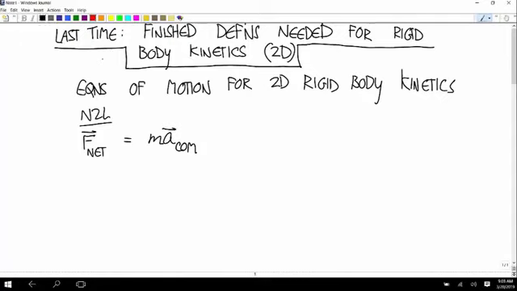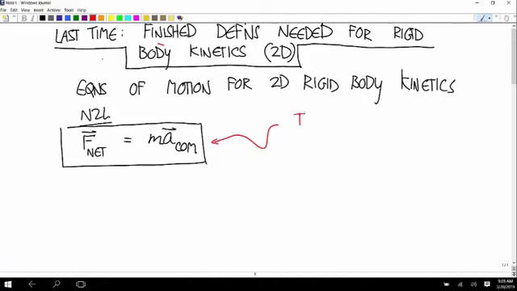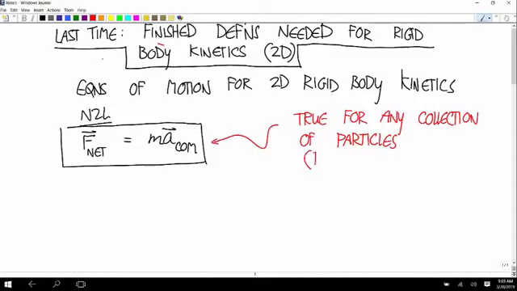And by the way, this is the first one. This is not only true for rigid bodies and particles, this is true for general collections of particles or objects. It is true for any collection of particles. Of these two equations, this is the only one that's true for pudding dynamics.